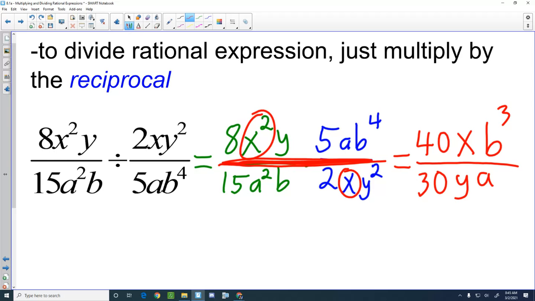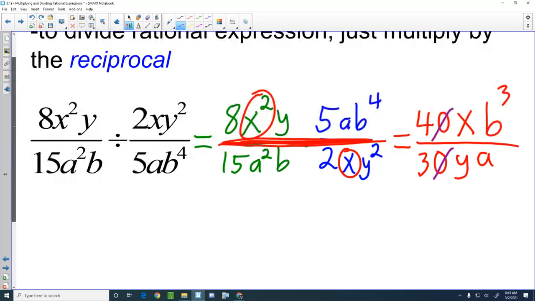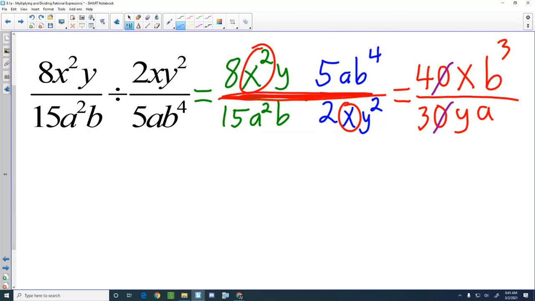Final step, simplify those coefficients. 40 and 30 are both divisible by 10, so you just take off the zeros. And we've got 4x b cubed over 3y a. If you put those in alphabetical order, that's fine. If you don't, I'm not going to mark anything. And that's simplified all the way. So division is really just multiplication. It's not an entirely new skill for you.